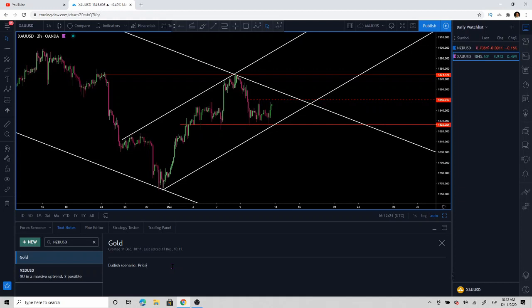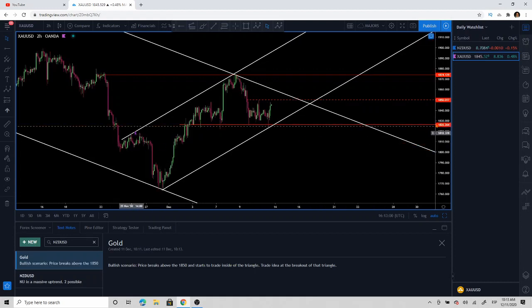So price breaks above the 1850 and starts to trade inside of the triangle. So we're going to trade a break of that triangle, right? Trade idea: the breakout of that triangle. And the bearish scenario, simple. And I'm going to put an alert here.